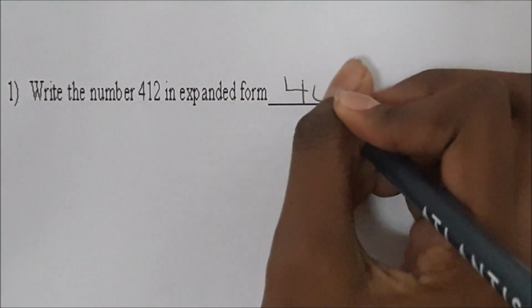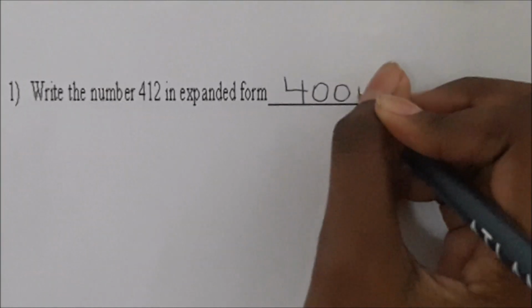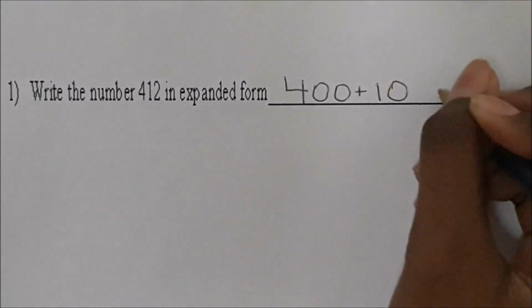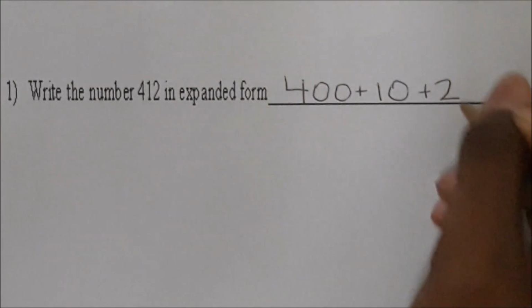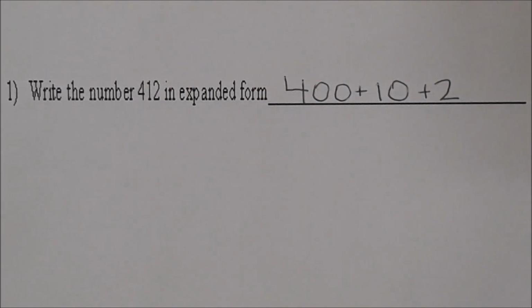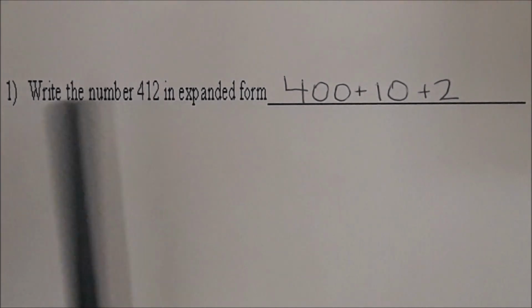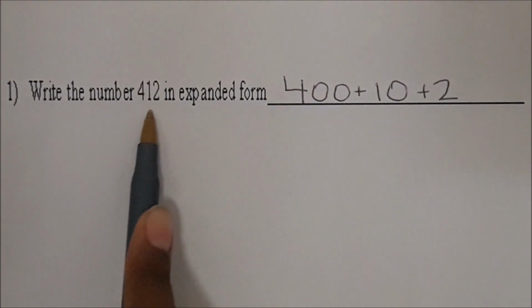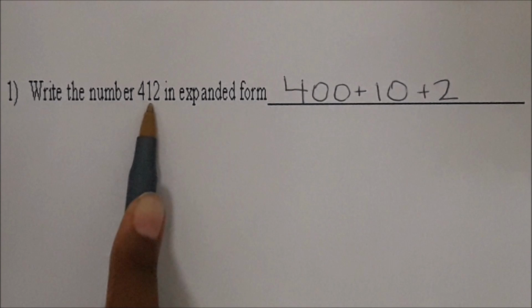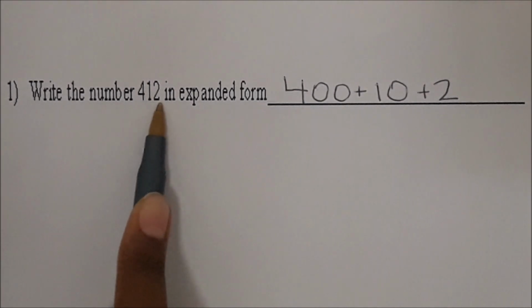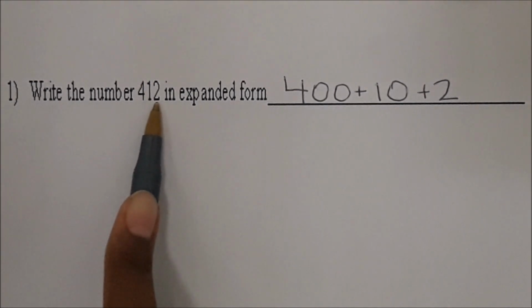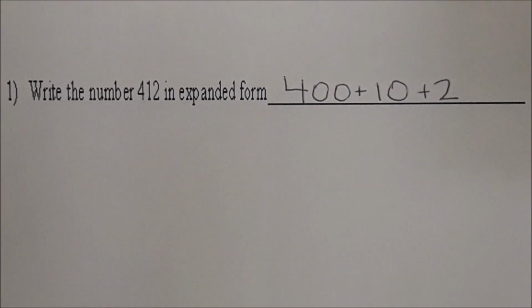400 plus 10 plus 2. And the 400 is for the 4, that's the hundreds, and then the 10 is for the 1, that's in the tens position, and then the 2 is for the ones, in the ones position. So that's how you write it in expanded form, 400 plus 10 plus 2.